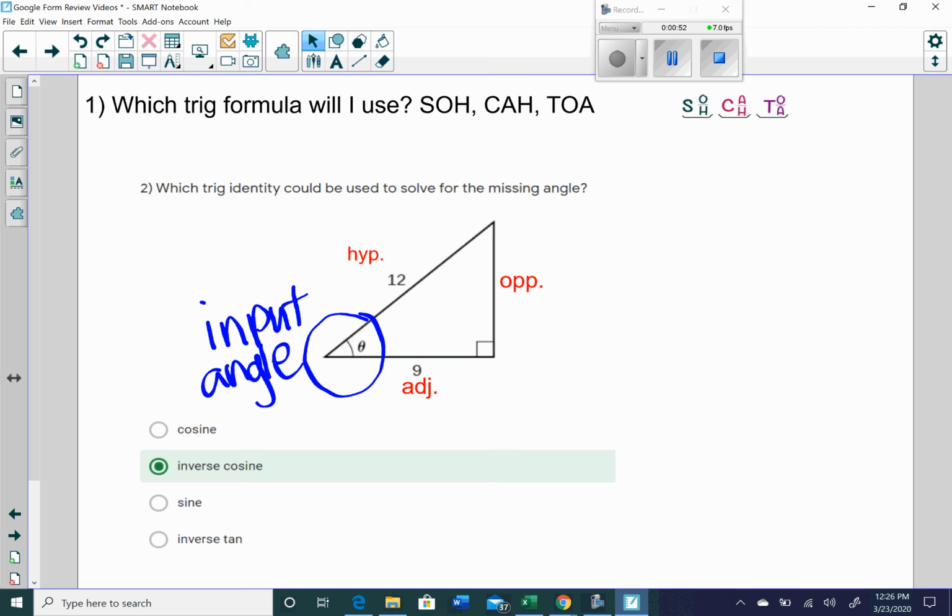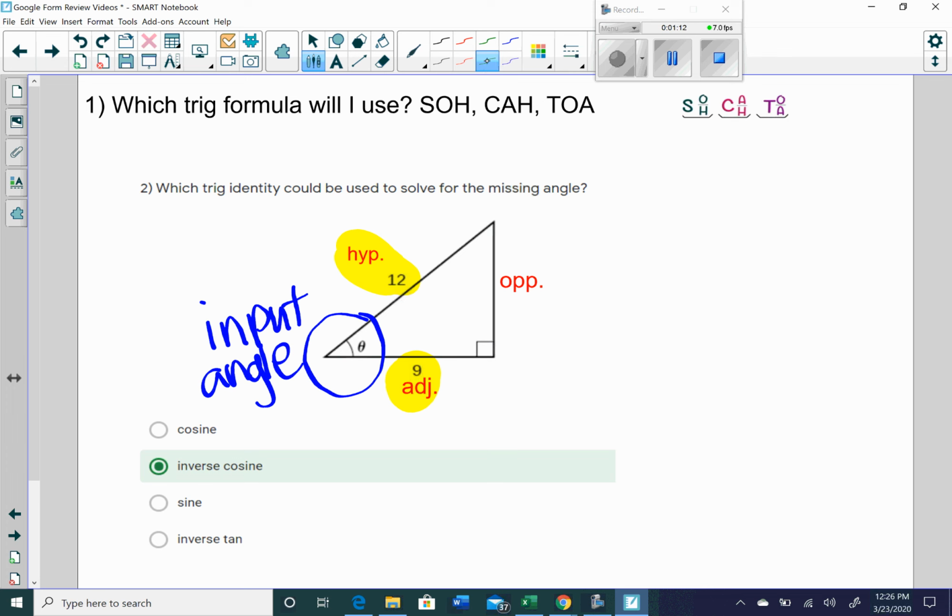Now, we're going to use the numbers that we have. So they gave us 12, they gave us 9, when we're choosing which trig identity to use. So for our hypotenuse, we have 12, and for our adjacent, we have 9.